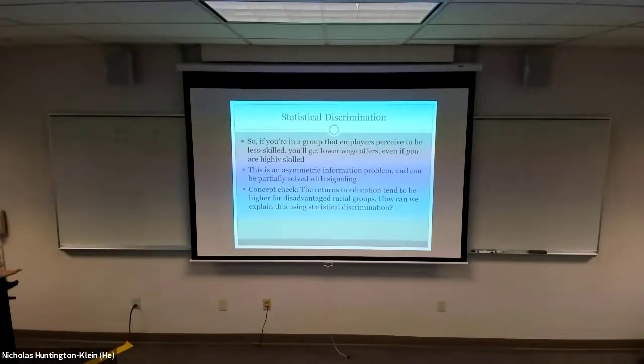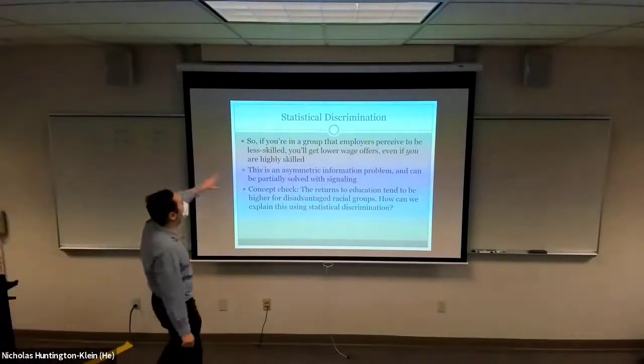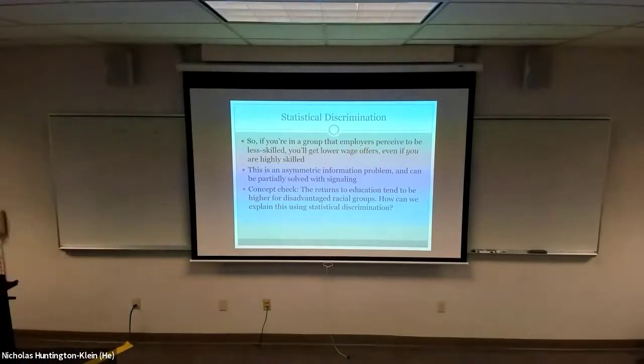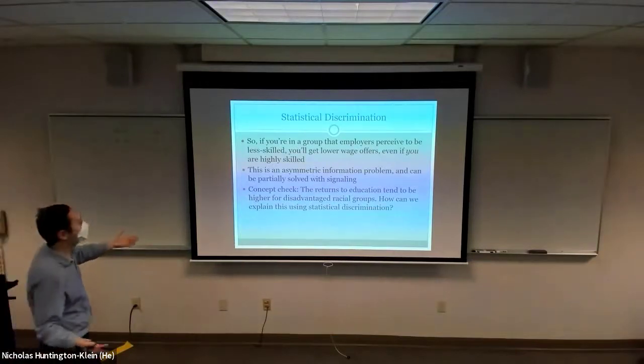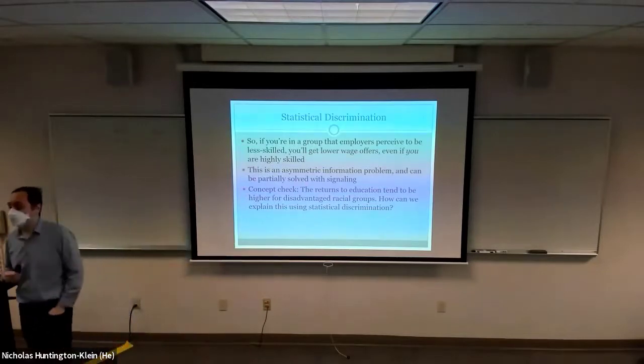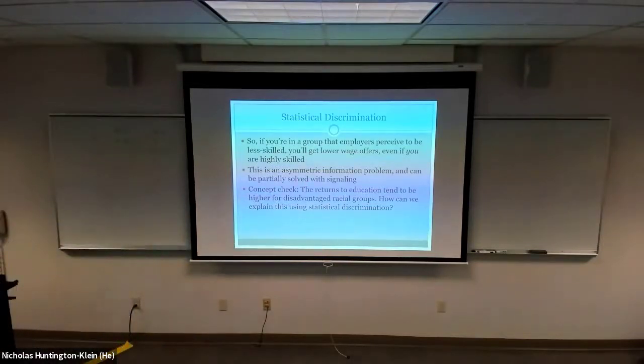So what does this actually end up doing, right? Well, if you happen to be in a group that employers perceive to be less skilled, then you're going to get offered a lower wage, even if you are in fact quite highly skilled. Or even if the group is actually quite highly skilled, but the employer misperceives it. This is an asymmetric information problem, so we can solve it at least partially with the solutions to asymmetric information problems.